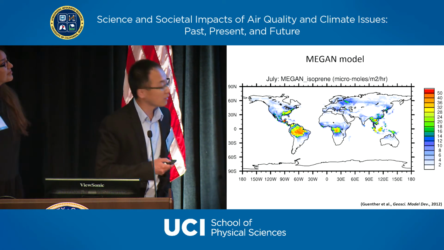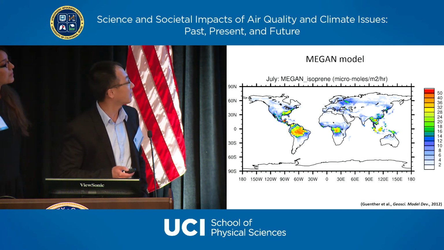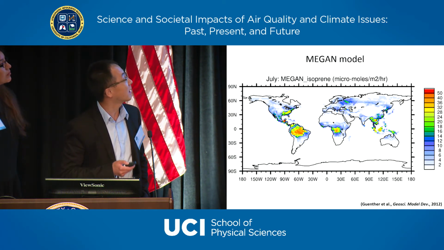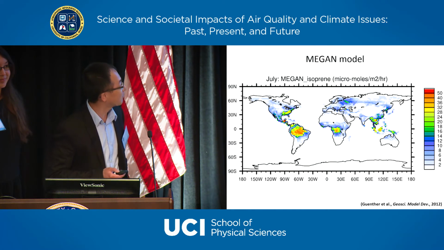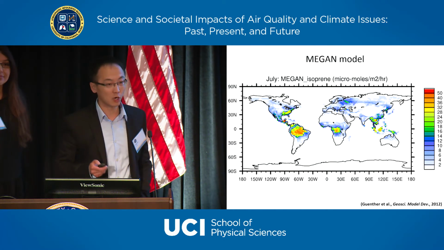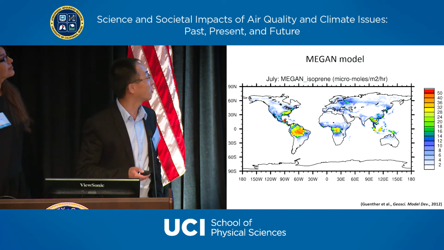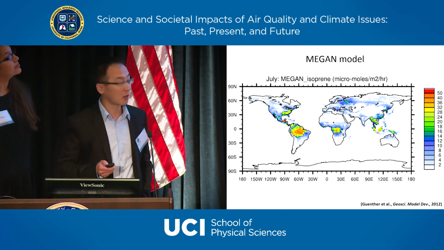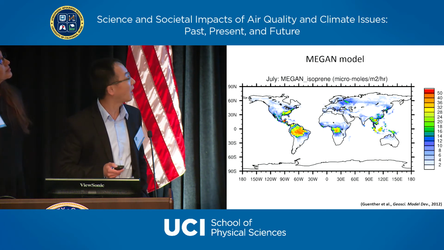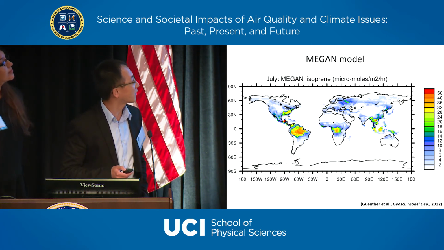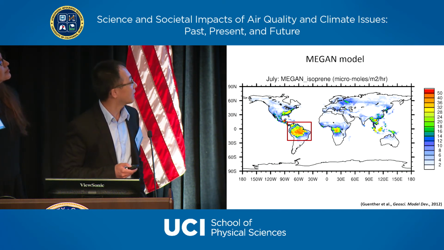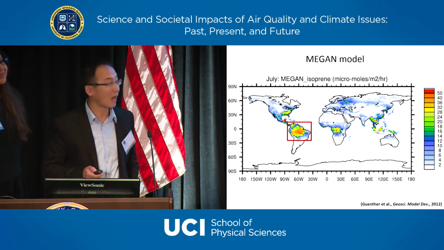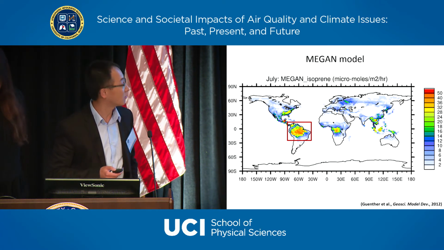And here, this map shows the simulated isoprene emission from the MEGAN model which has been developed by Alex and many of our group members. So in this map, we can see over the whole world, most of isoprene is emitted from the tropical forests and some part of Southeast USA and some parts of East Asia. And there is the biggest hotspot of isoprene emission over the Amazon.